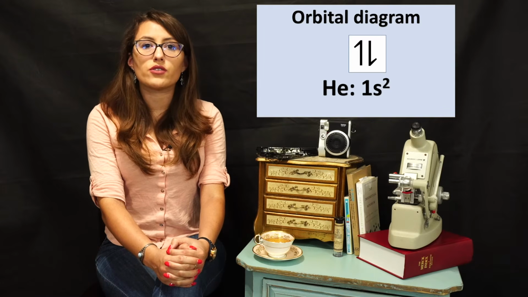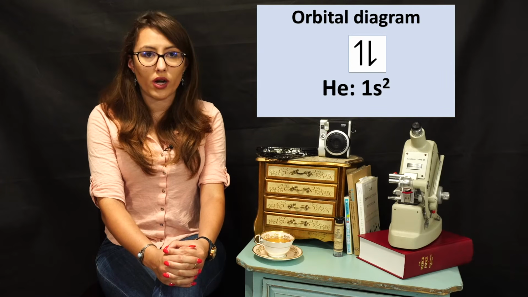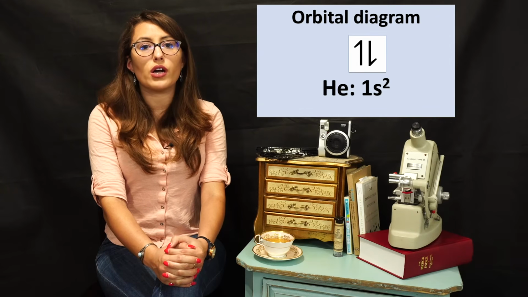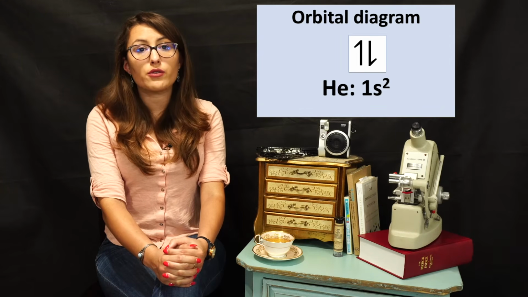Well, helium is also in the first period, so N is equal to 1 and has 2 electrons to distribute. So the electron configuration is 1s2. Please remember to abide by the Pauli exclusion principle when filling in electron configurations.